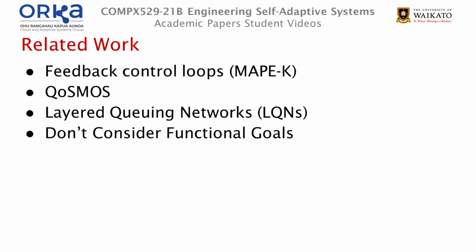Related works typically focus on using feedback control loops using the MAPE system. This is monitor, analyze, plan, execute, knowledge. One example of this is the Cosmos Adaptive Service-Based Platform that enables dynamic adaptation to runtime changes to achieve some quality of service requirements. These requirements may be processing usage or response time. These take advantage of layered queuing networks, which will be discussed later on in the video.